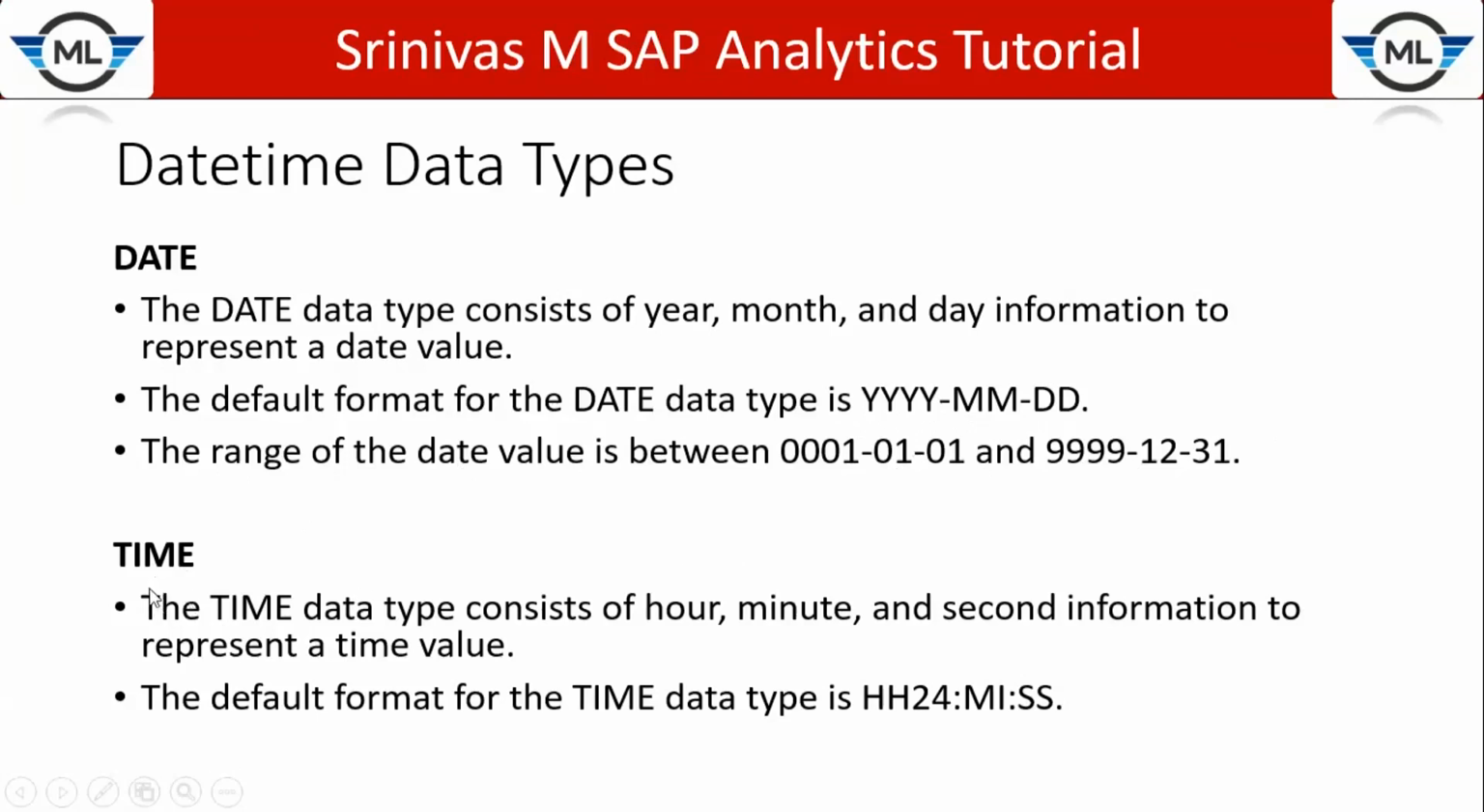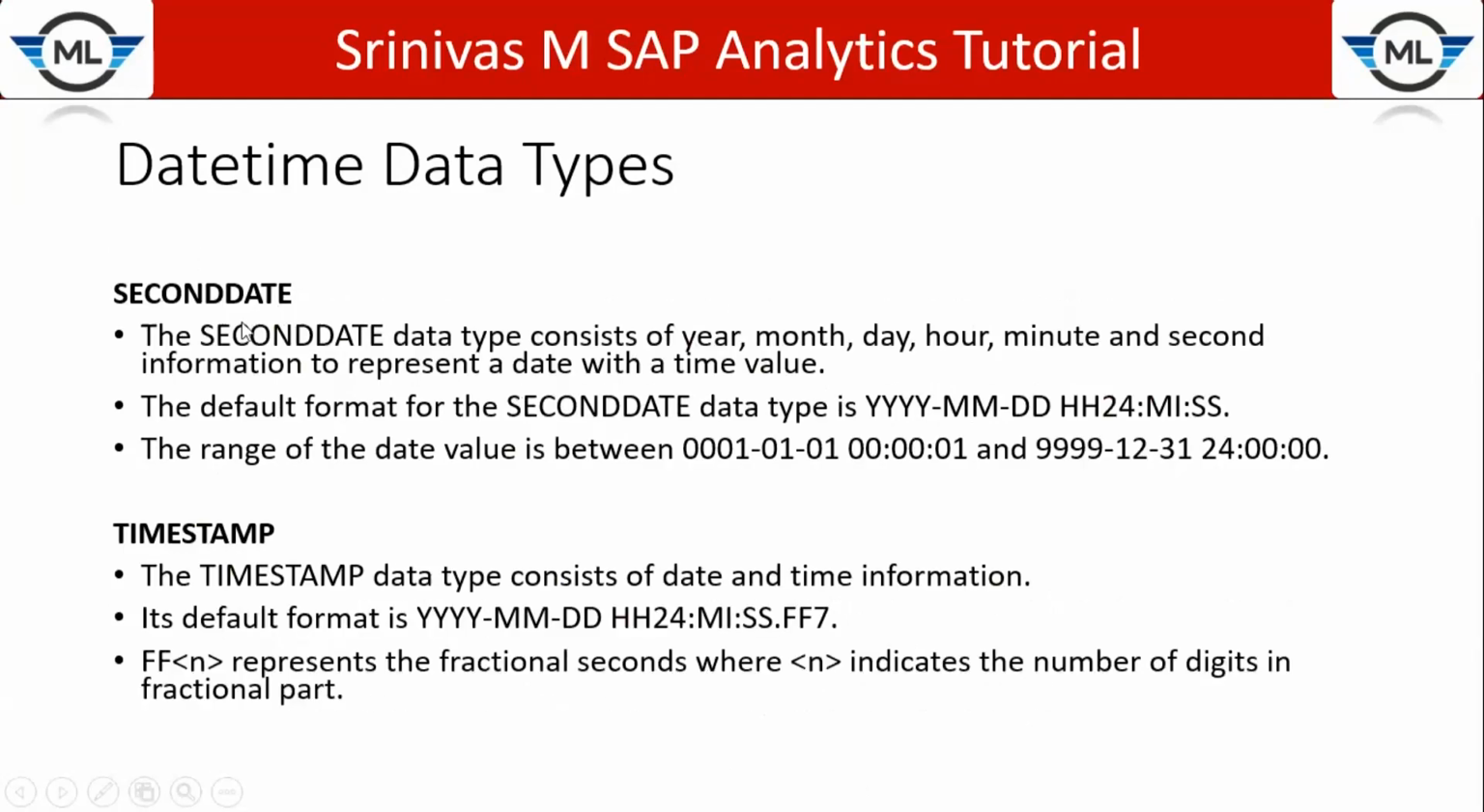And coming to time. A time data type consists of hours, minutes and seconds information, and this is the standard format of time, 24-hour format with HH, MI and SS. Whenever we are trying to save a time value, we must provide it in this format. Coming to the second date.